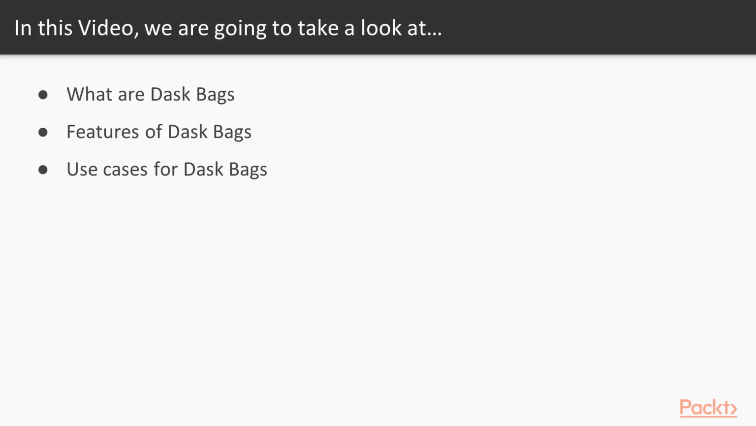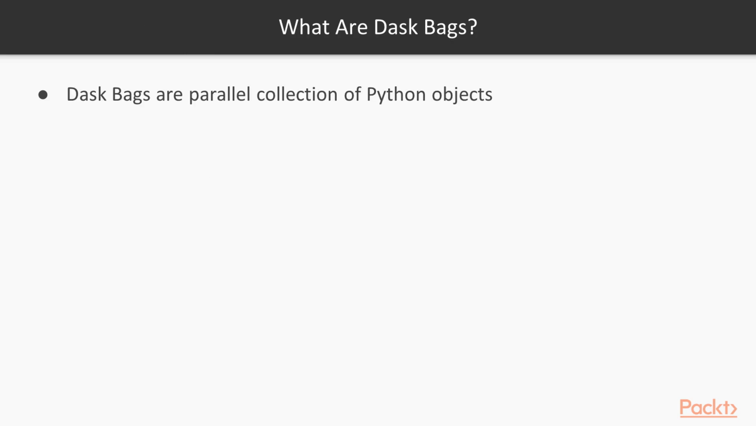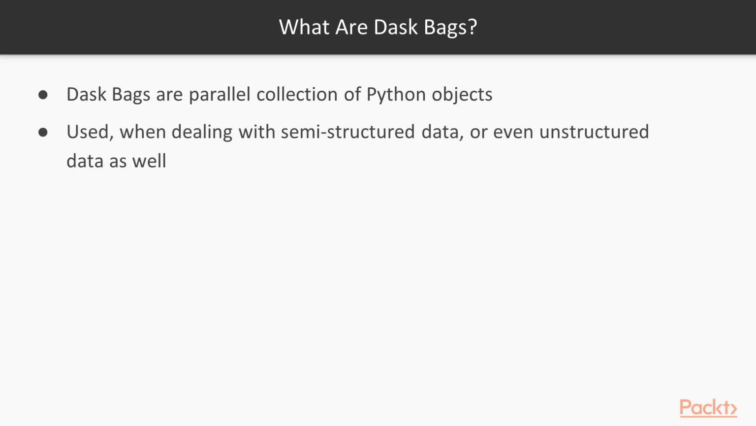So let's get started. First, we must understand what exactly are Dask bags. Dask bags are simply a parallel collection of Python objects. They are basically used when we have to deal with semi-structured or unstructured data. So, Dask data frames were an example in which we were dealing with structured data. But suppose the data does not adhere to any structure, then we can simply use Dask bags over them.